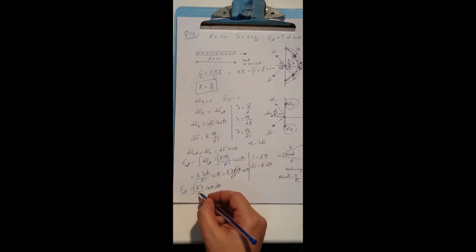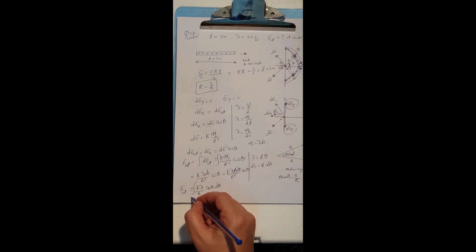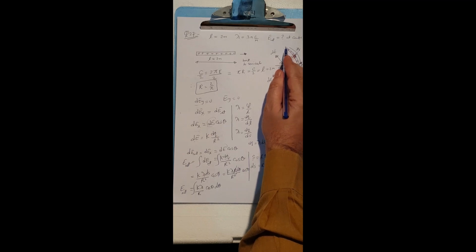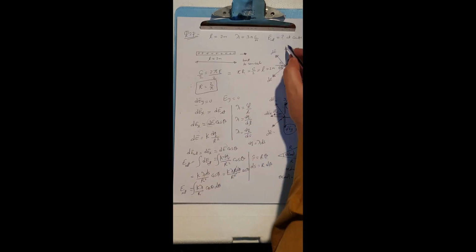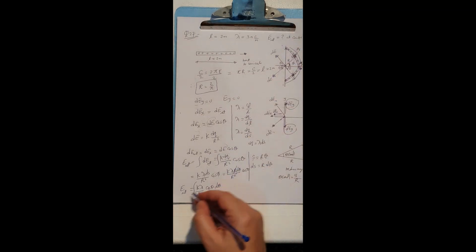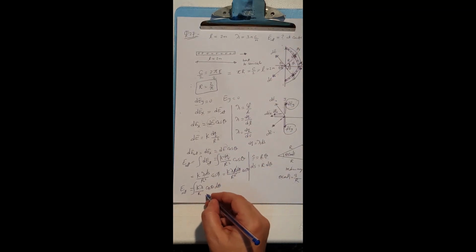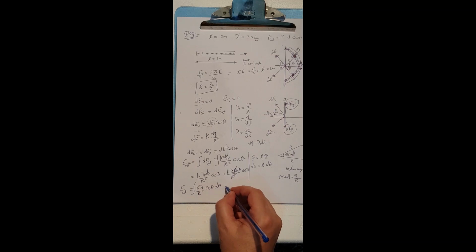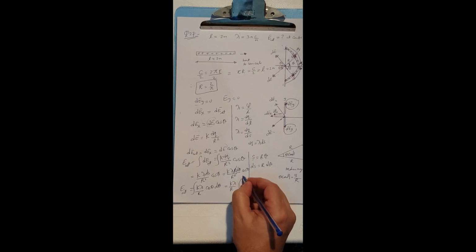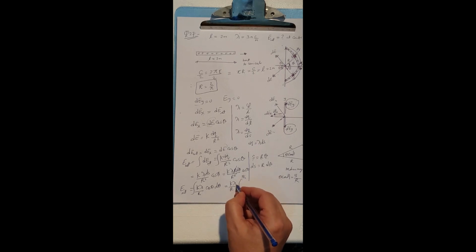What I can do, I can say from 0 to 90, but I multiply the integration by 2, it gives me the total. Or you say from minus 90 to plus 90, it doesn't matter. So here we say this is k lambda over r, integration from 0 to pi over 2, but we multiply this one by 2.